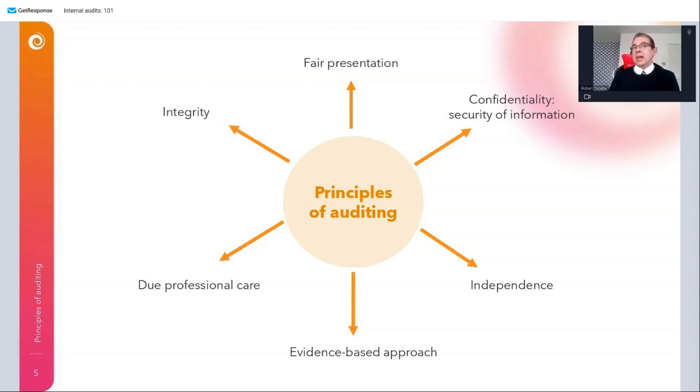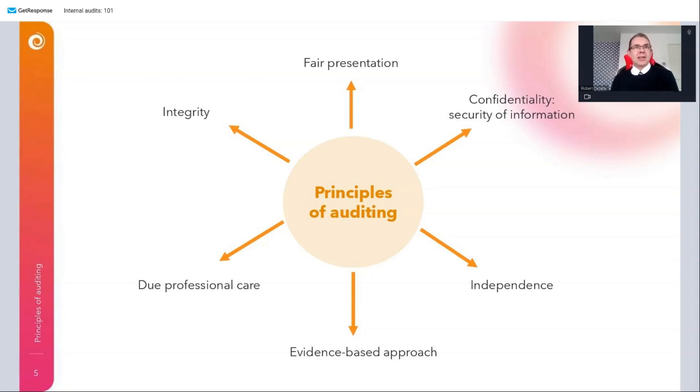Evidence-based approach is a key important consideration of auditing. Most audit reports, if anybody has had experience of auditing or is getting into auditing, one of the key things that an audit report will deliver, it will report on the checks that you've done, and it will also report on the evidence that you've found during those checks. And that's what we'll explore later as well.